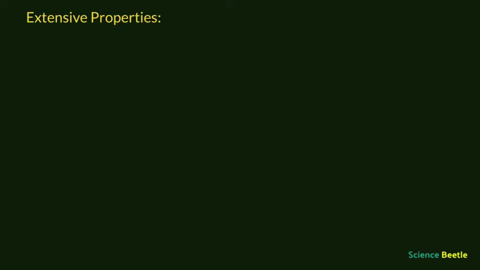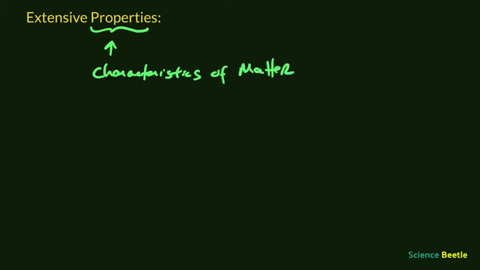Hey, welcome back, students. In this video, I want to talk to you about extensive properties. If we break these two words down, remember the properties refer to characteristics of the matter in question. And when we look at extensive, think of this in general terms. It comes from the root word extent, and the extent of something always refers to the amount present, this amount or quantity.